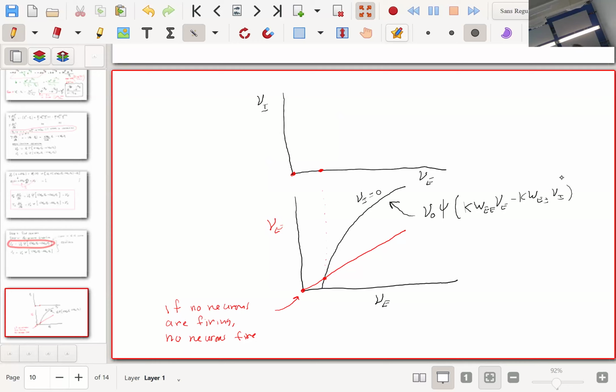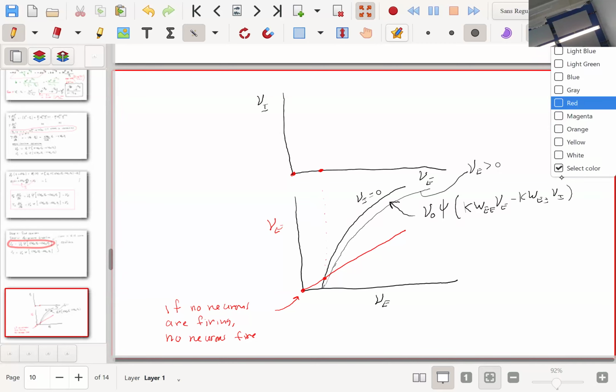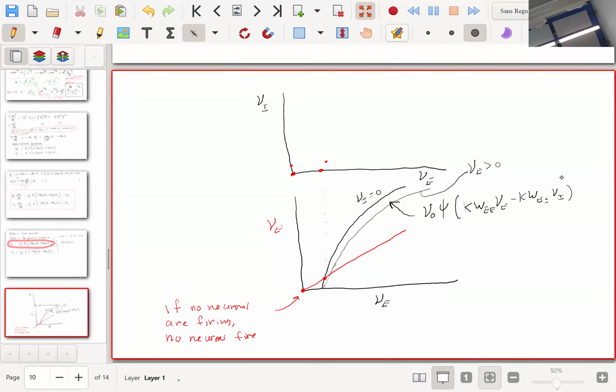We're now going to increase nu I a little bit and draw a new curve. You draw a new curve that's going to look like this. So this is nu I greater than 0. Okay? We still have the same equilibrium here, so this is maybe nu I a little bit bigger. So this equilibrium is shifted over. Okay? Looks something like that.